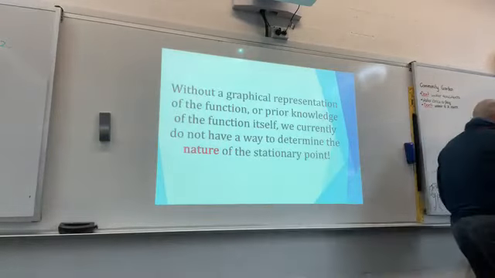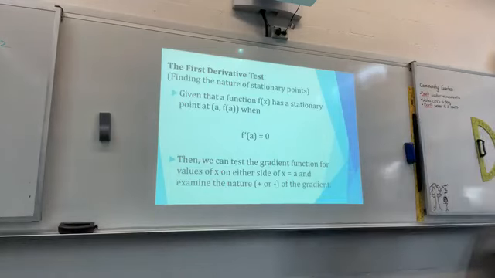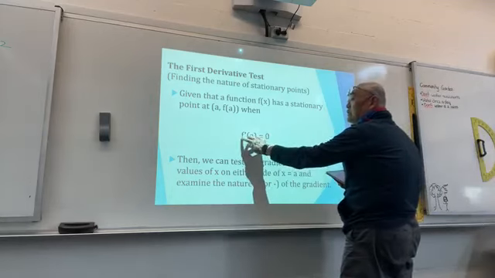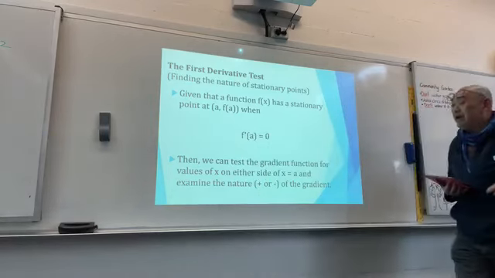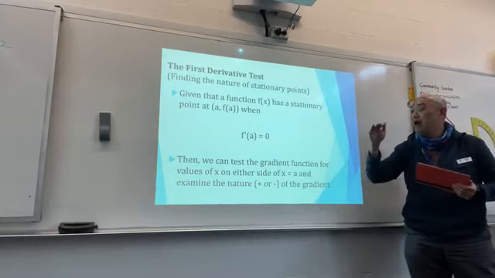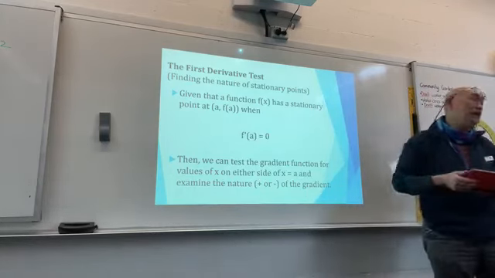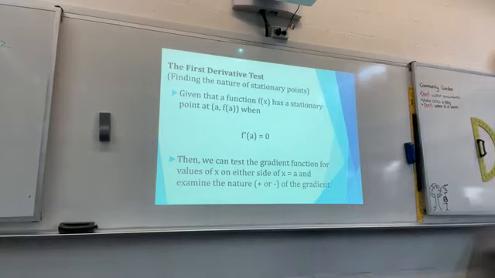So let's have a look, same example. Oh no, actually, let's talk about the first derivative test first. We can use the first derivative test to find the nature of the stationary points. Now, given that a function f(x) has a stationary point at (a, f(a)), where f'(a) is 0, the instantaneous rate of change is 0, then we can test the gradient function for values of x on either side of x equals a and examine the nature of the gradient, plus or minus. Think about it. We need to think about the plus or minus of the gradient.